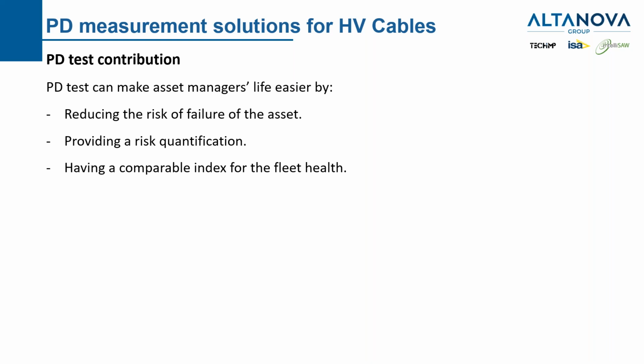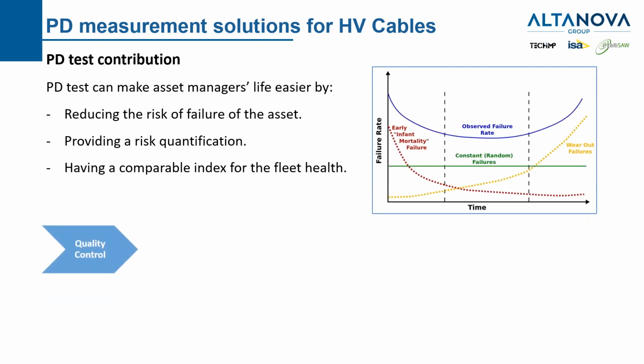The PD can tell us if there are small defects going on. The idea is always the bathtub curve. If we have a failure rate evaluation along the time, we will have three kinds of failure modes. Early infant mortality at the beginning of the life of the insulation, a constant random failure all along the life of the insulation, and wear out failures at the end of the life of the insulation.